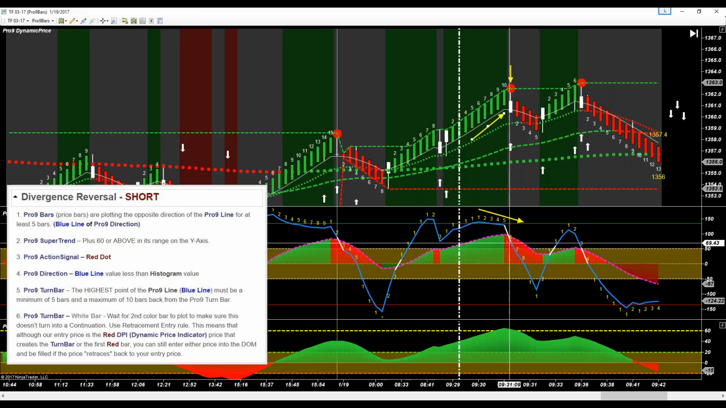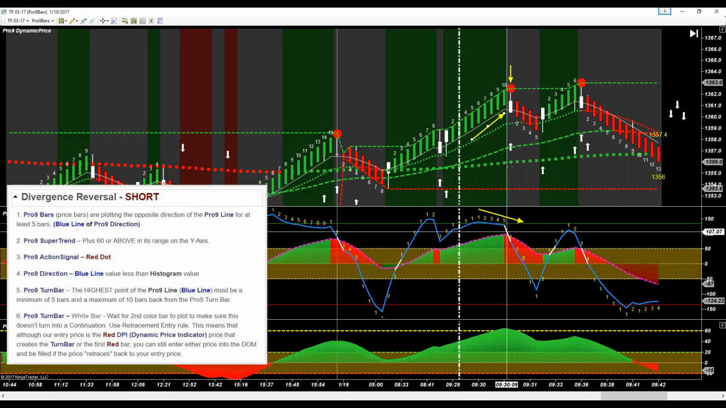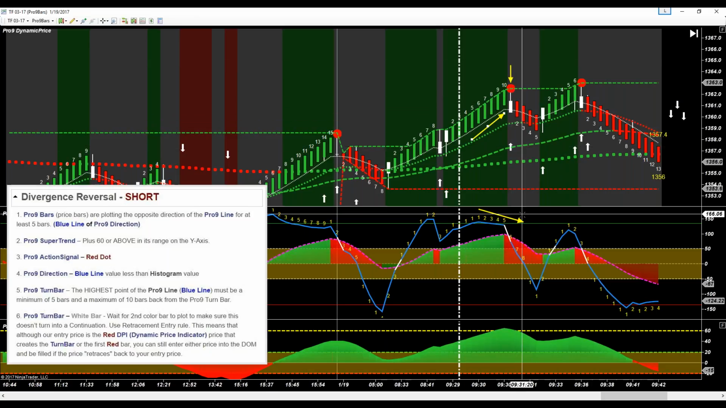So I think the simplest way to wrap those 3 rules up in one is to say when this blue line crosses to the correct side of the histogram on my divergence reversal trade, this number needs to be between 5 and 10. And that's it. So in this case, this does qualify. So now I have my fully qualified divergence reversal. My first 5 rules are met.